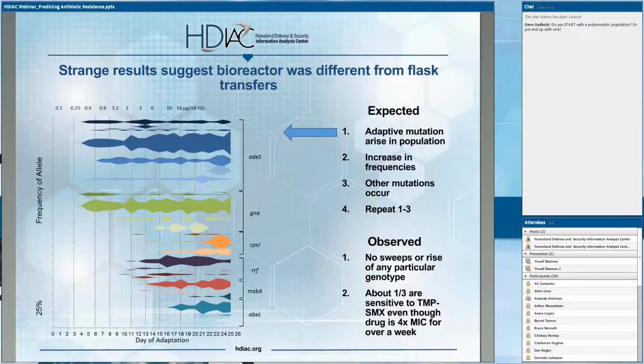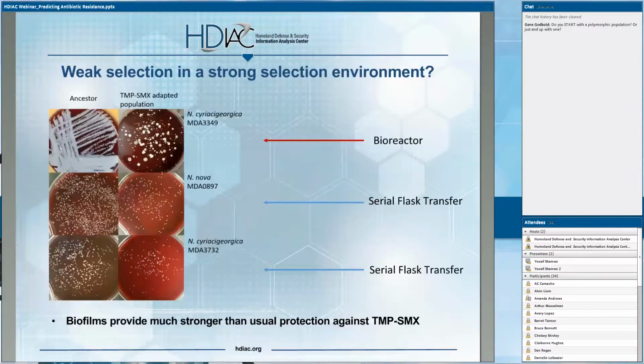We didn't see that at all for Nocardia. Nocardia was an absolute mess. We saw mutations coming up. We saw mutations coming down. I would show you the data, but it would be worthless to you. So we were stuck with thinking about, well, what's different? What's happening with Nocardia that's so different than some of the other organisms we've worked on?